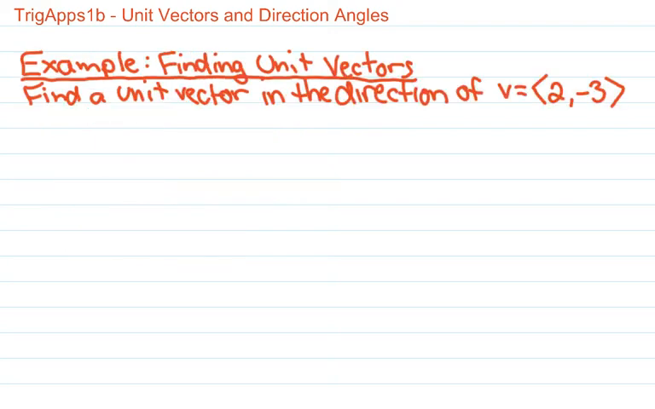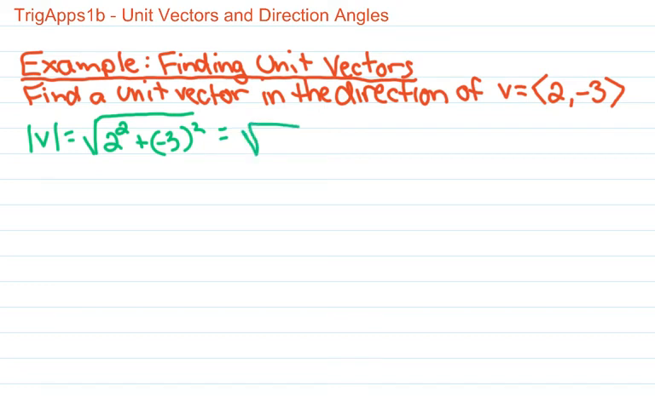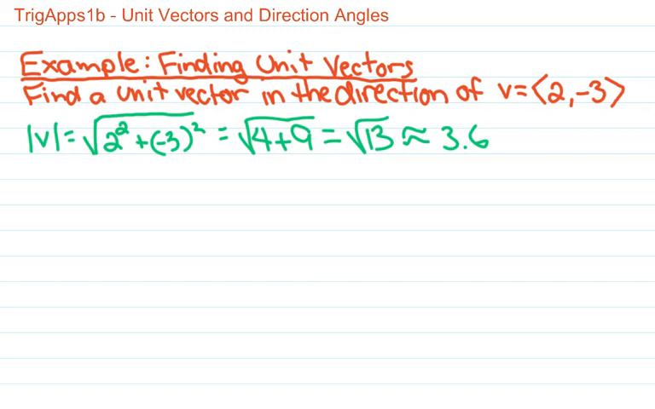The example that we have here is finding a unit vector in the direction of this vector 2, -3. The first thing that we'll do is just verify that it's not a unit vector. Take both of those components, square them, and we get the square root of 4 plus 9, which is equal to the square root of 13, which we know is not 1. But just to check, I put this in the calculator and it gave me something like 3.6. That is clearly not a unit. 3.6 is 3 units and some more.